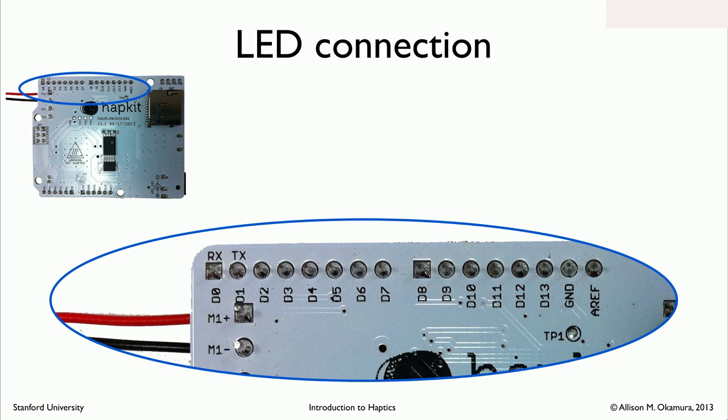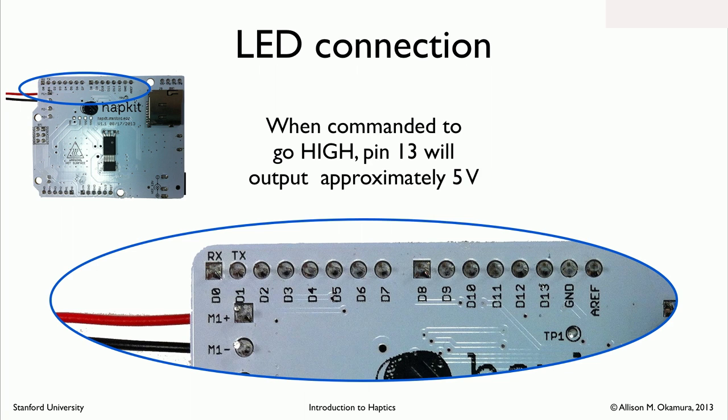So when we actually want to do an LED circuit on your Hapkit, let's look at how to connect this up. So over here is a picture of your whole Hapkit board, and then I've zoomed in with this oval on the particular set of pins, which are digital inputs and outputs. We're going to focus most on this pin 13, because our very first program is going to light up an LED through this pin. And in software, we will be commanding this pin to go high. And when that happens, this pin 13 will output approximately 5 volts. I say approximately because these systems aren't exact, but it's close enough for our calculation purposes.